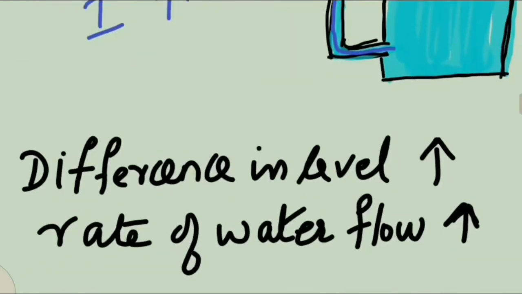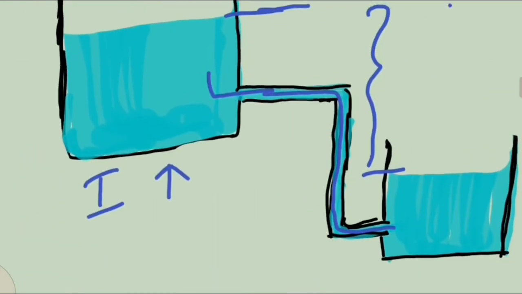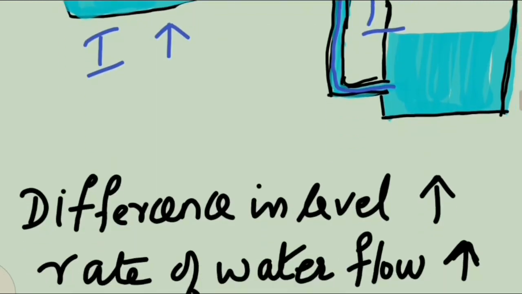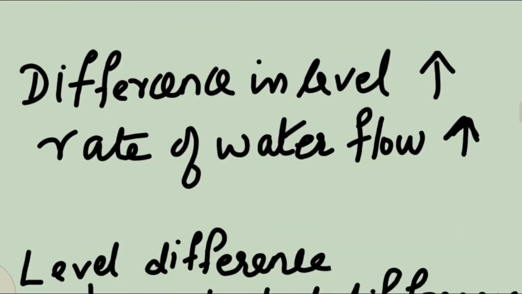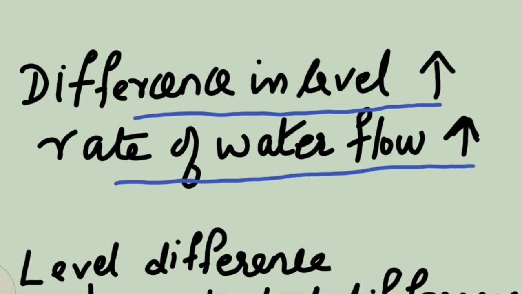When you look at the flow of water, you could see that water will be flowing very fast in the second case compared to that in the first case. That is, in the case of water, if the difference in water level is more, then the rate of flow of water will be more. The water will flow much faster than when the level difference is small.